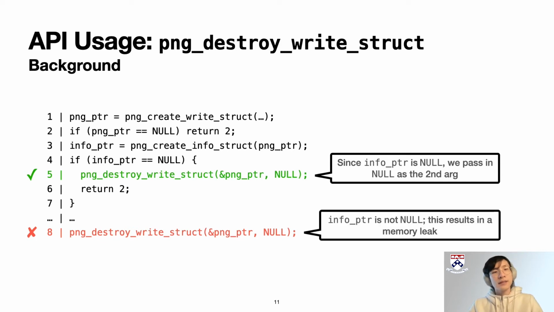On line 8, on the other hand, we can assume both PNG pointer and info pointer are valid. Therefore, we should pass in info pointer as the second argument. But unfortunately, it fails to do so, which results in info pointer not being freed, hence a memory leak. Notice that the second usage is called with exactly the same arguments as the first one, yet it's still an API misuse. This suggests that the analysis of API misuse has to have very detailed information about the calling context.